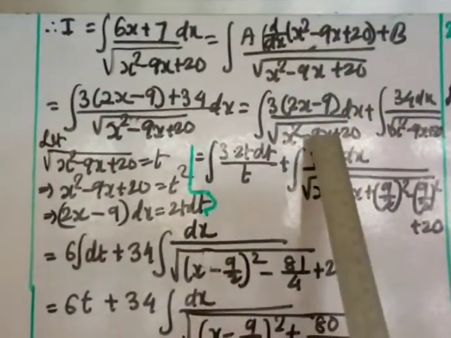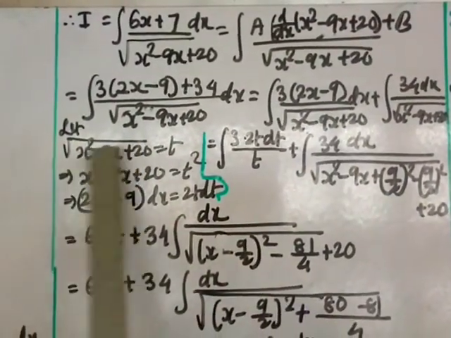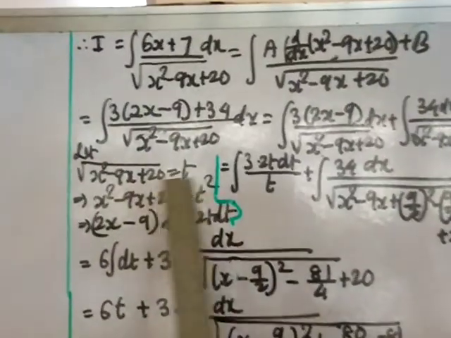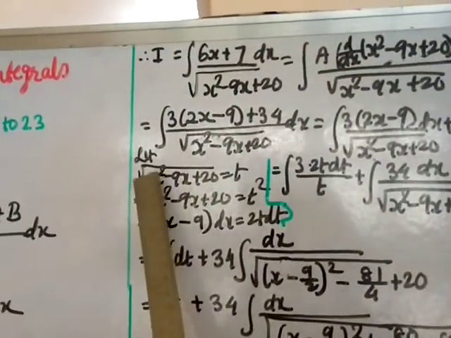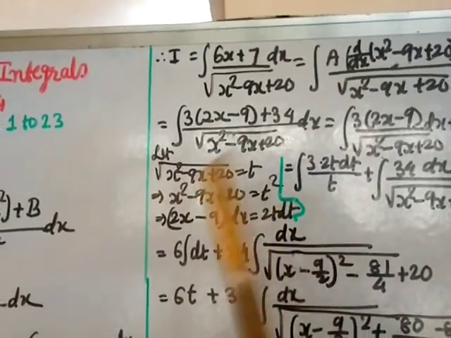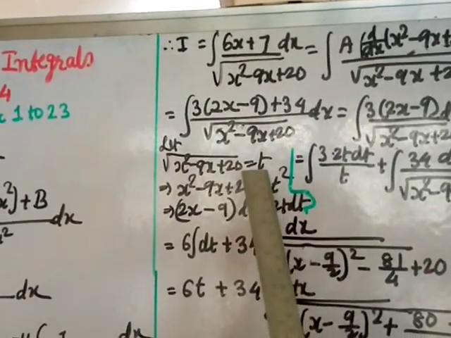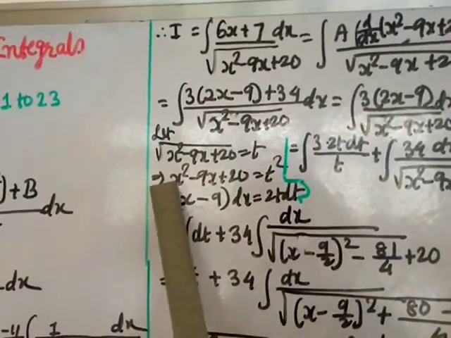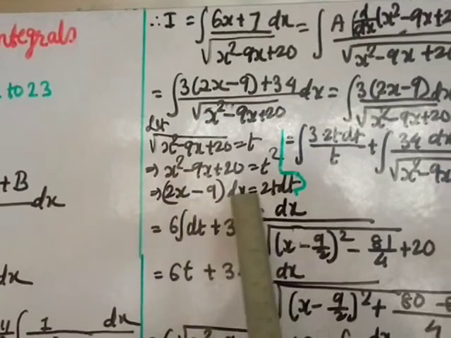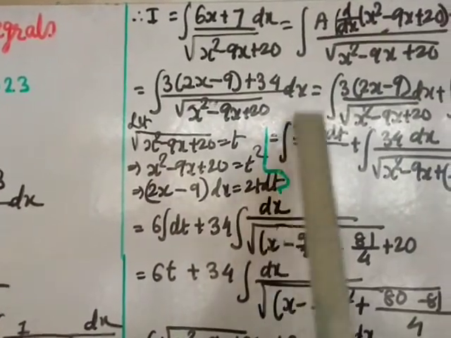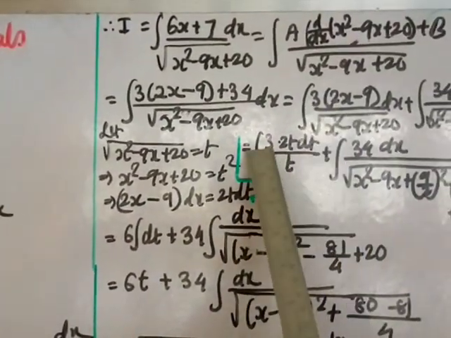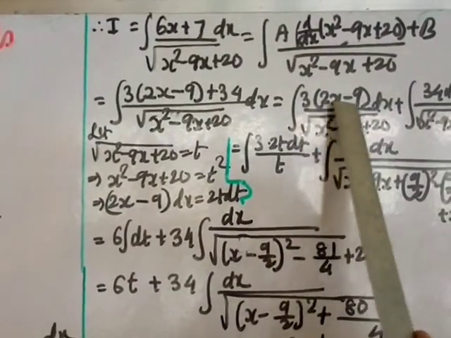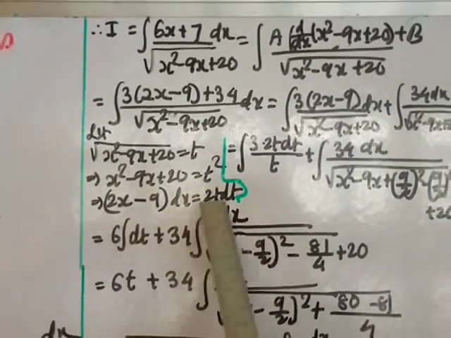Now for this I'll take the denominator as t. Okay, so square root of x square minus 9x plus 20 equals t. Square both sides. I have told you when a square root is there, square first then differentiate. So the square root cancels, here comes t square. Then differentiate, x square is 2x and minus 9 dx equals 2t dt. Okay, so now we'll put here 3, I'll keep here 2x minus 9 dx, that is 2x minus 9 dx is equal to 2t dt.